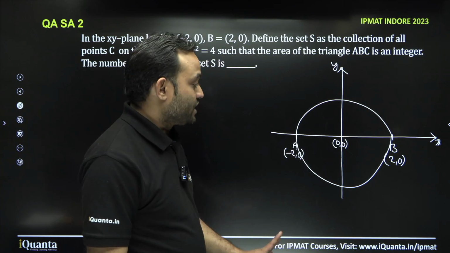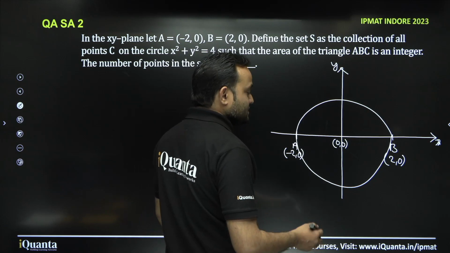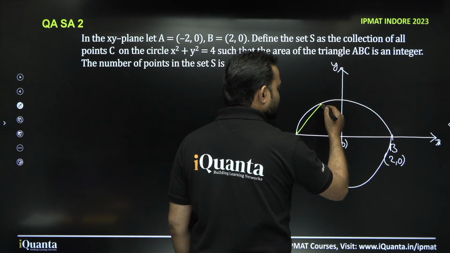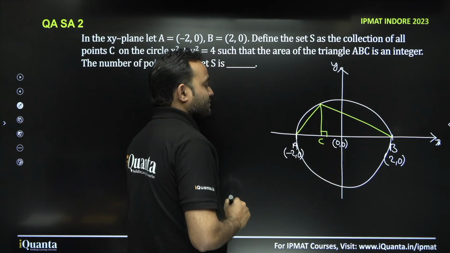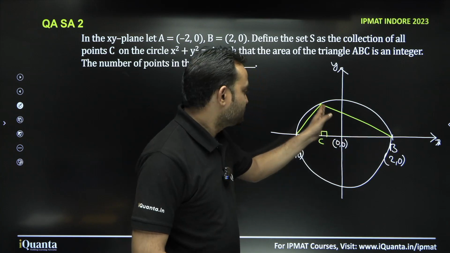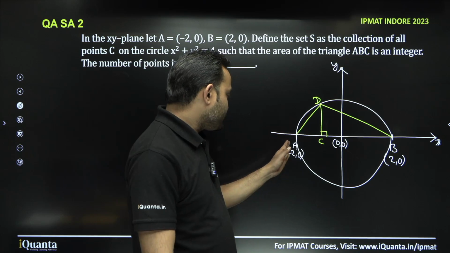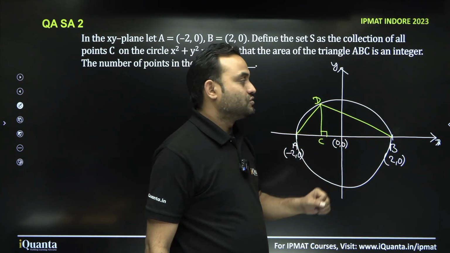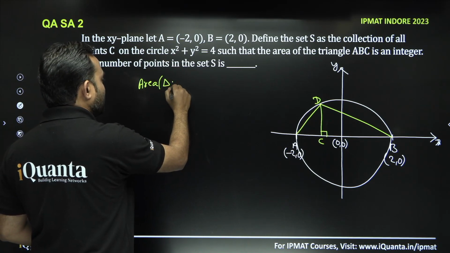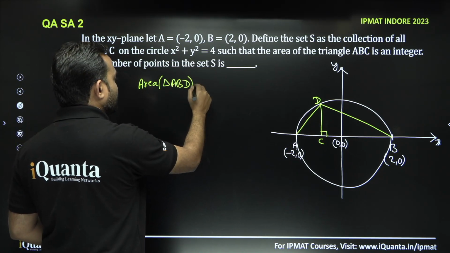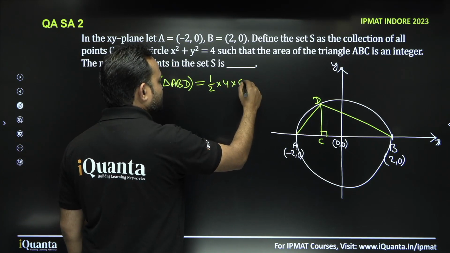Okay. Now we need to find the area of this triangle. So what will be the area of this triangle? Let's say we have a triangle something like this, where this length is the height. So the area of this triangle will be AB into height CD, right? AB is known, this is -2, this is 2, the distance AB is 4. So we can say the area of this triangle ABD is equal to half into base, which will be 4, into CD, right?